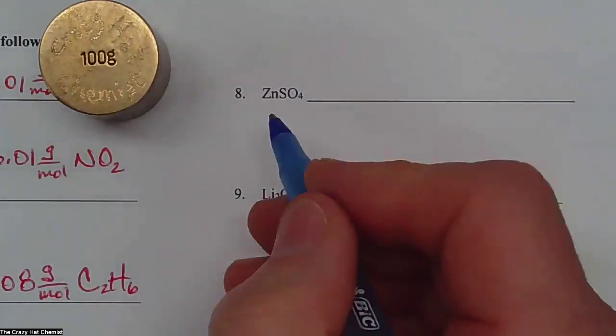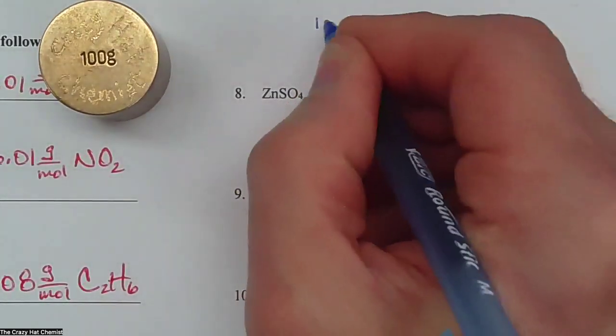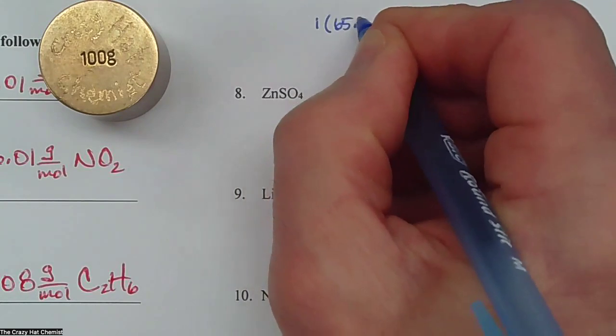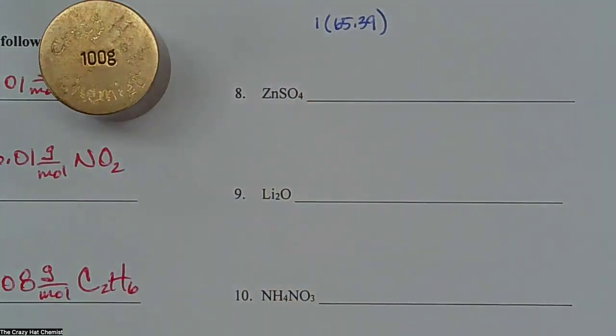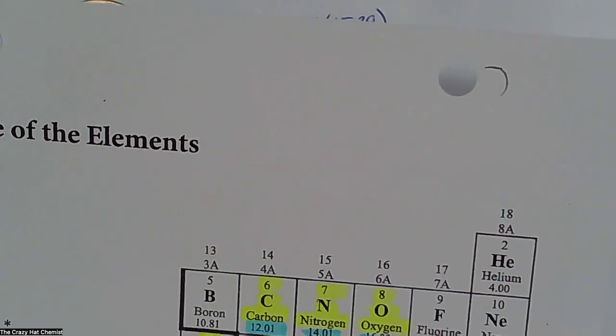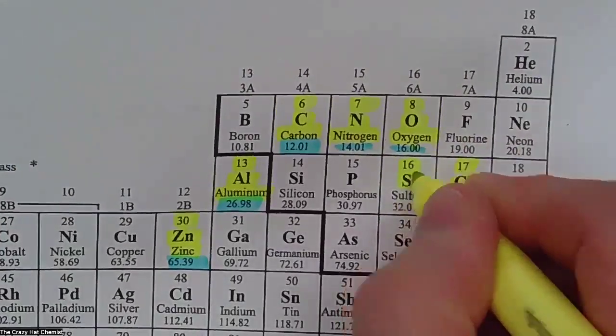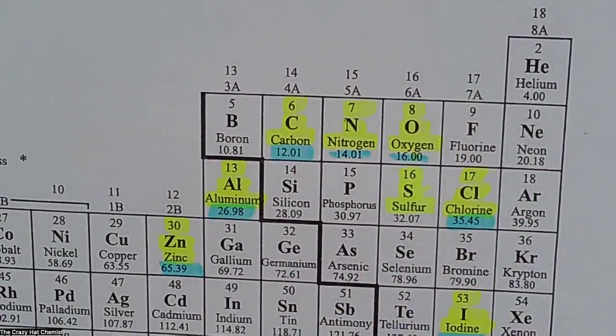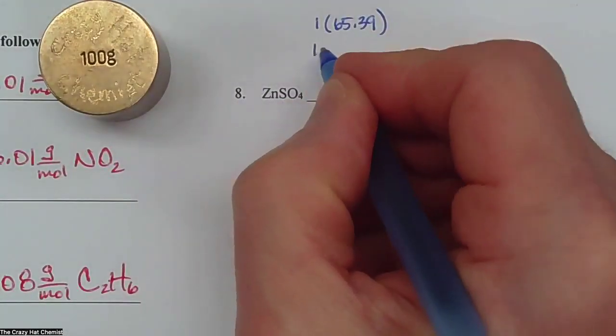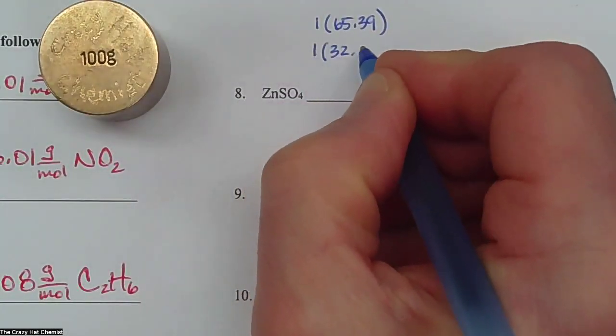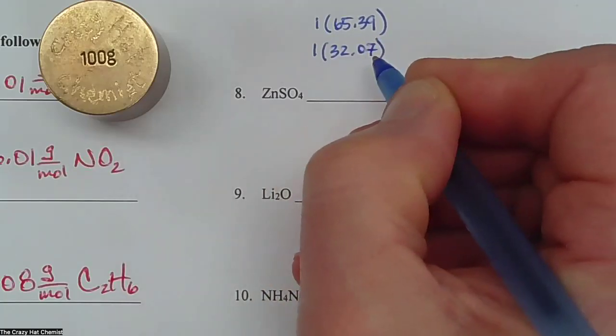65.39. How many zincs are there? There's 1. So 1 times 65.39. And then sulfur. I need to find sulfur on our periodic table. And here is sulfur. It is atomic number 16. That's an S for sulfur. And the molar mass for sulfur is 32.07. One sulfur, 32.07 for sulfur.